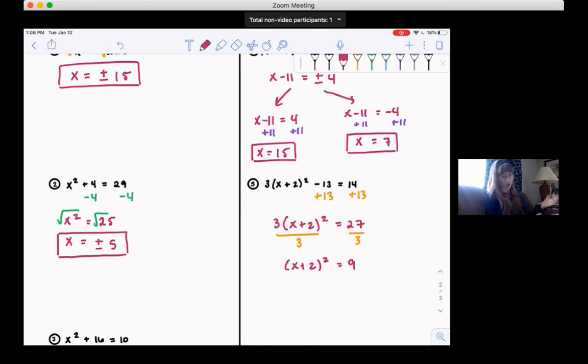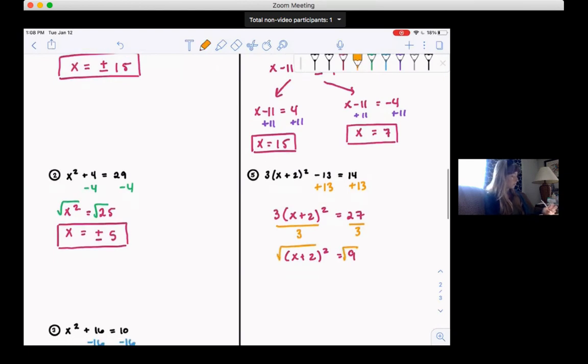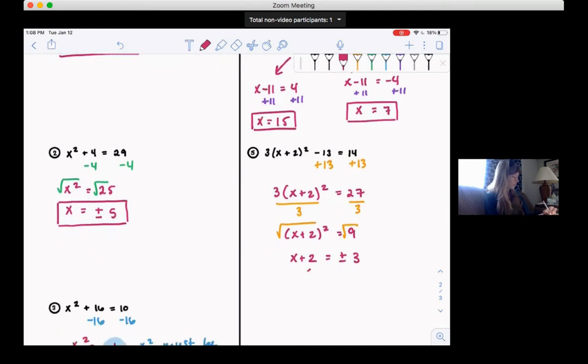Now we want to cancel the exponent, so we're going to square root both sides. Square root and square cancel, leaving just x plus 2. And then on the right side we have square root of 9, so that could either be the positive or the negative 3. Okay, so x isn't all the way by itself yet, and we have 2 numbers on the right side, so that means we have to split. So we have 2 cases. Either x plus 2 is equal to the positive 3, or x plus 2 is equal to the negative 3.